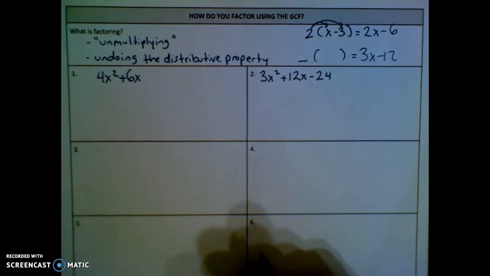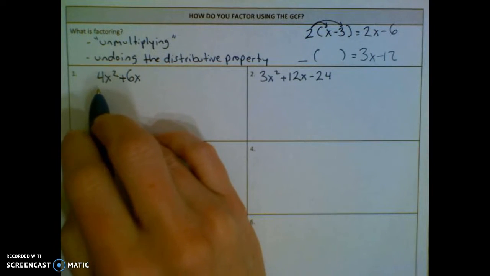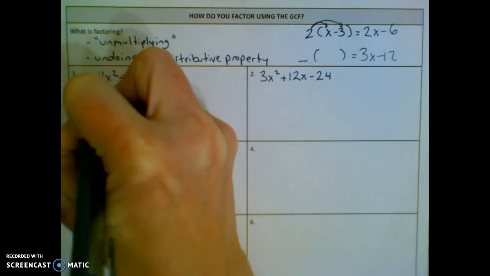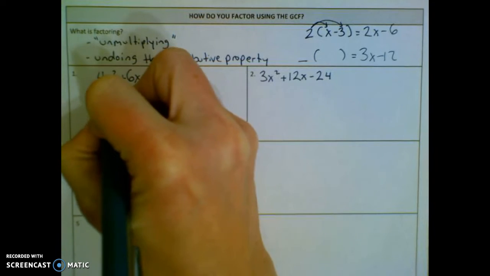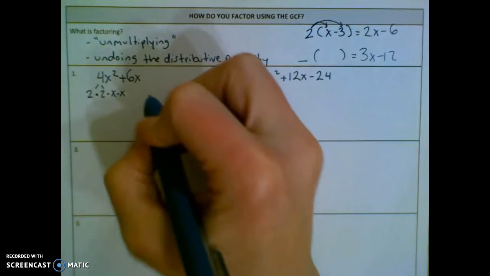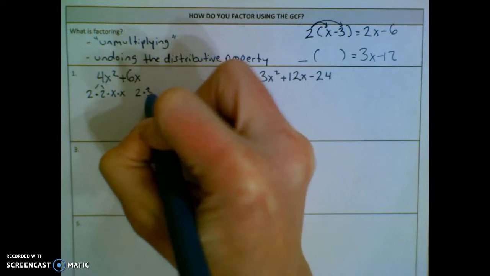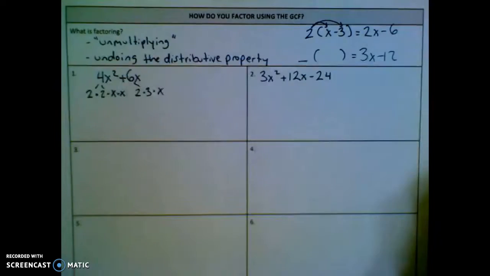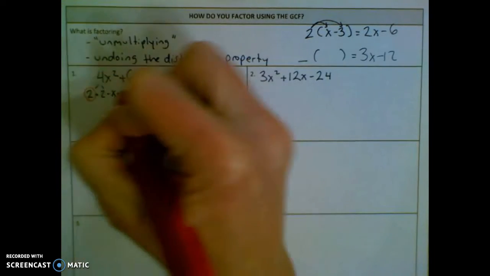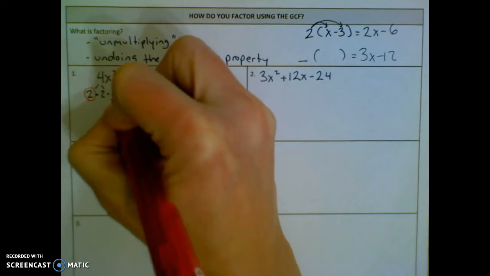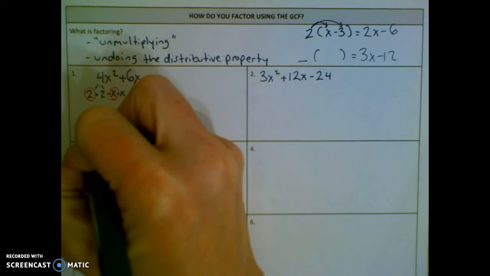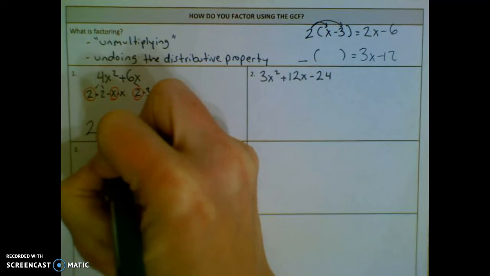Okay? So to do that, I'm going to go back to my prime factorization. So 4 in its prime factors is 2 times 2, and then x squared is x times x. Doing the same thing for 6x, a little off to the right here, 6 is 2 times 3, and then times x. So I'm going to look and see which of these factors they have in common. Well, they both share a 2, and they both share an x, which means their greatest common factor is 2x. So I'm going to go down here, I'm going to write 2x, and then a parentheses.